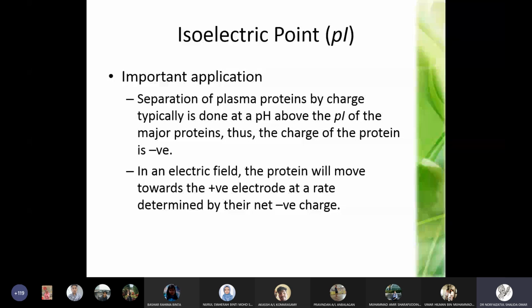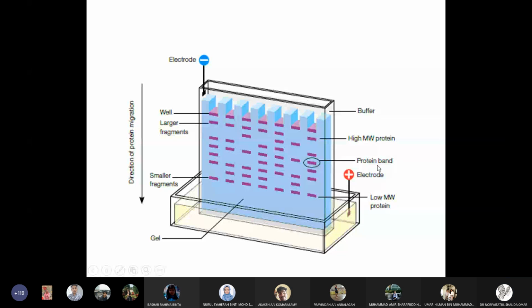This separation of plasma proteins is used because sometimes we have to identify whether we have a lot of albumin, globulin, and so on. I'm not sure whether you've done this in high school. Previously, we did it using electrophoresis. Nowadays it's already automated, but some labs still do this. You can separate the proteins based on their molecular weight. This setup is called electrophoresis.